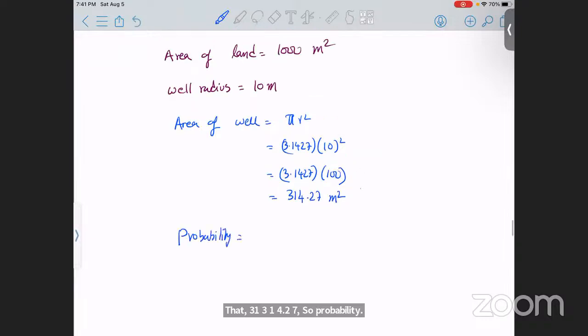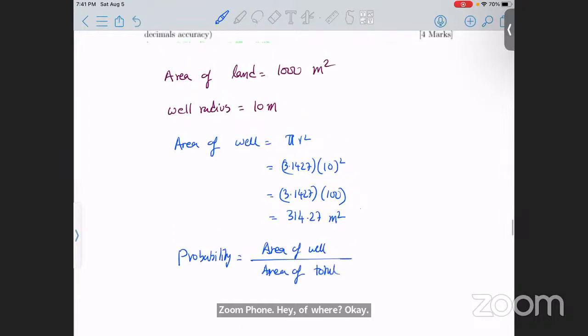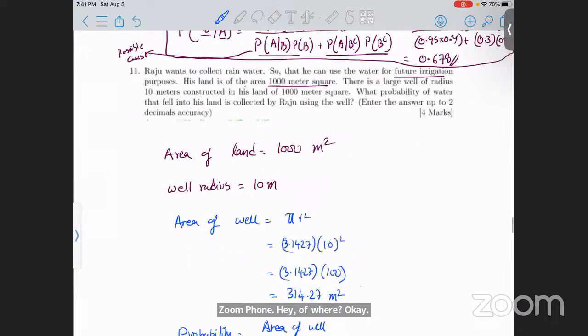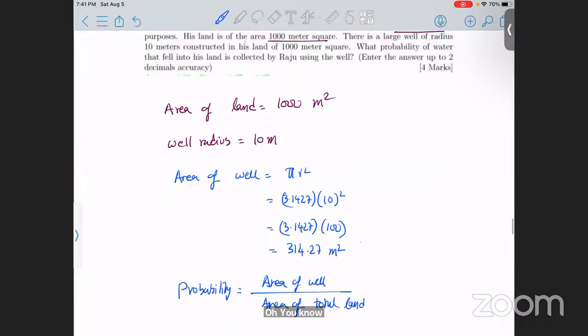So probability is equal to area of well divided by area of total field, area of total land. That equals 314.27 divided by 1,000. So it comes to around 0.314. Okay.